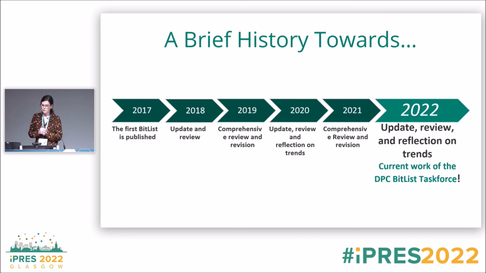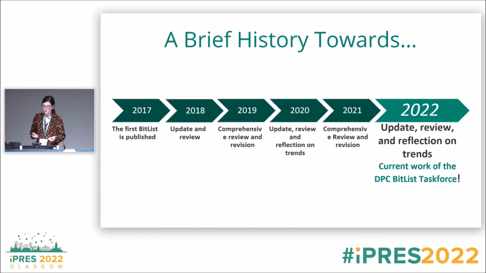Which brings us to a brief history. The first BitList was in 2017. Every 2 years, there has been a comprehensive review and revision by a BitList jury, the full jury. And then in those alternate years, there has been a lighter review where a task force looks at any updates and developments over the last year, which have created a trend towards reduced or increased risks.